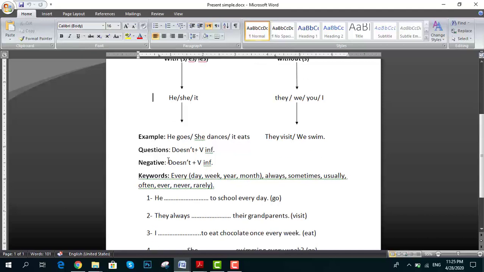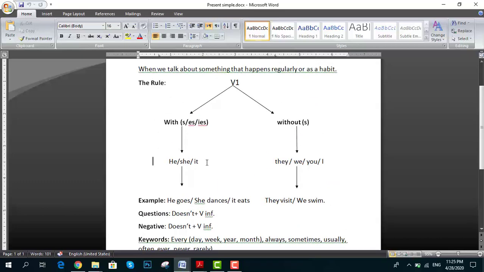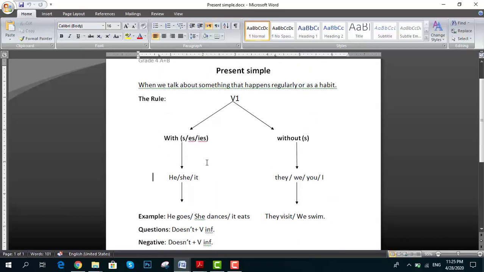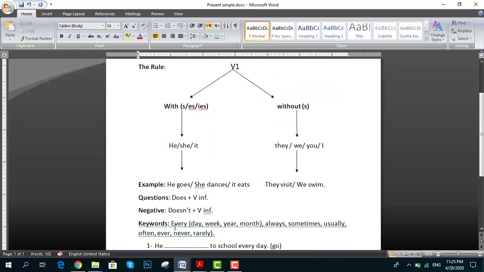The questions in the present simple, I don't use did because it is not finished, so I use does. Does plus verb infinitive, and the negative is doesn't plus verb infinitive. The keywords are every day, every week, every year, every month, always, sometimes, usually, often, ever, never, and rarely. We have other keywords, but these are the most common keywords.